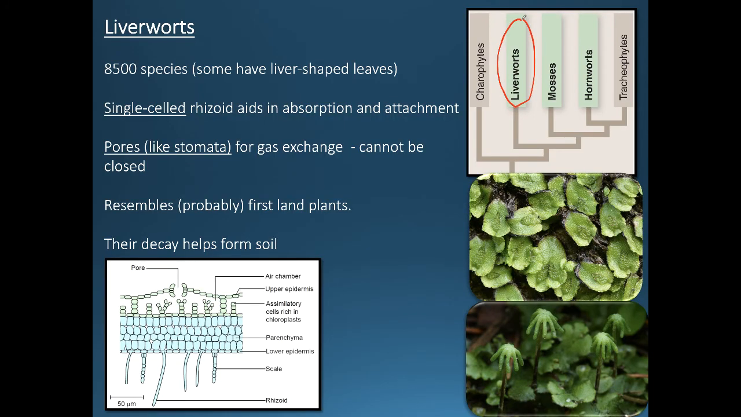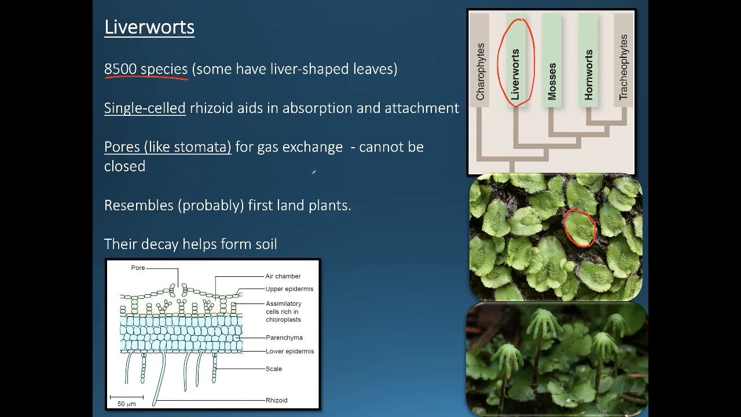The first one here, the liverworts, are fairly abundant. There are about 8,500 species. Some of them have a liver-shaped leaf, and that's how they get their name. I'm not sure if that's really liver-shaped, but maybe somebody feels that's liver-shaped, so I'll give them the benefit of the doubt. But all of them don't have this liver-shaped leaf.